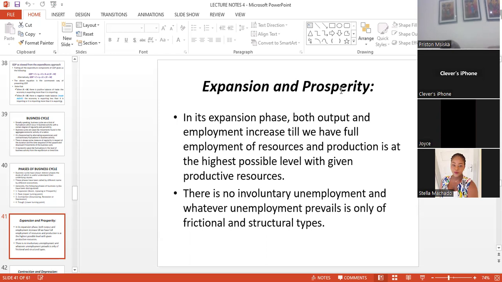So what does this mean? It means because now they have stopped producing, this will lead to laying off people. It will lead now to contraction. So this is how you should look at it. Why can an expansion and prosperity not be sustainable?